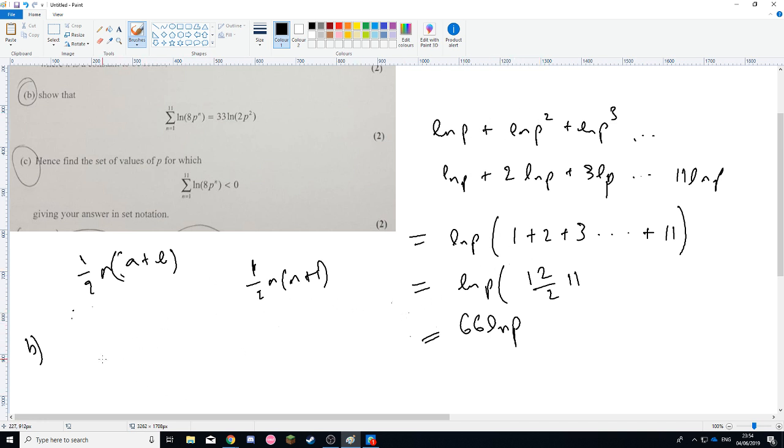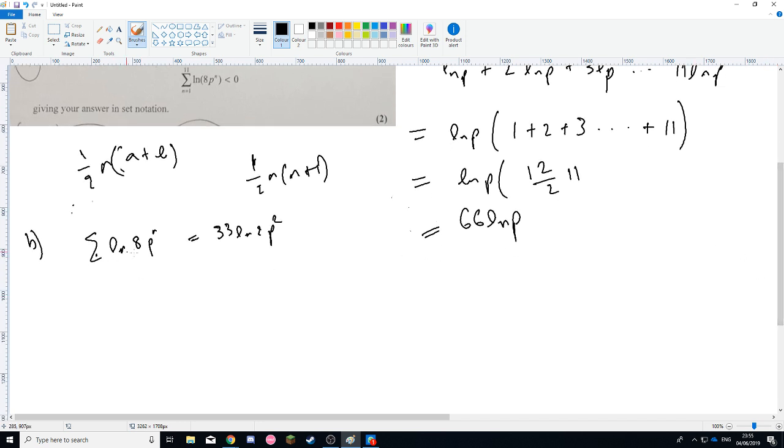Here, the sum of ln of 8p to the n is the claim that it's equal to this 2p squared. So what do I have to do? First of all, use the properties of this sum. I'm not going to rewrite the first couple terms out because I know that this question revolves around using properties of logs. So the property of log here is ln of 8 times p to the n. So there's 2 ways.